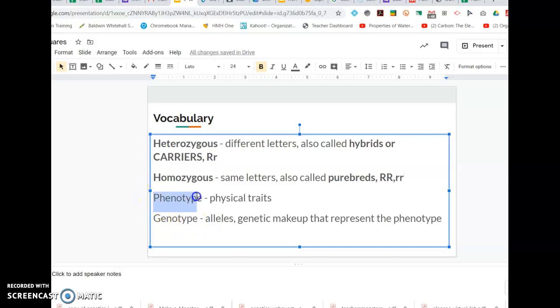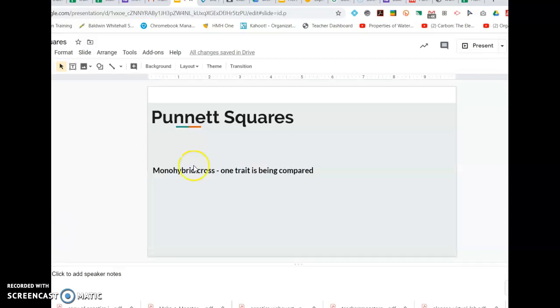Just a reminder, the phenotype, those are the physical traits. And genotype is the genetic makeup, the alleles, the letters that represent the phenotype. And just going back to the beginning, this is once again, you will be doing monohybrid crosses. You're only looking at one trait. So those are the first kind of Punnett squares we'll be looking at.